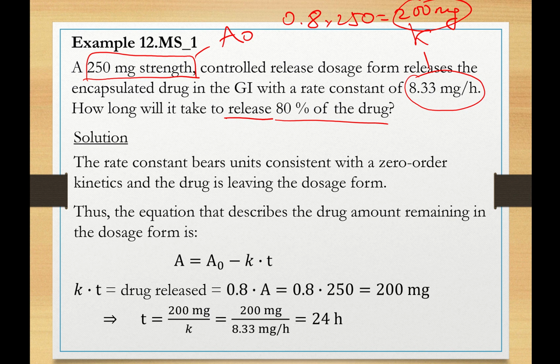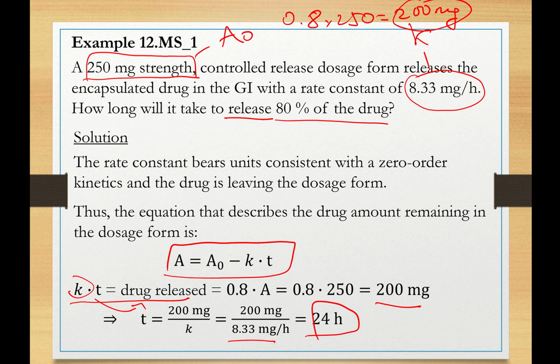Let us take a look here so I don't have to write in a crowded slide. So again, we're using our elimination equation for the zero order process. K times T is the drug released, and that's equal to 200 milligrams, as I just described before. Now, I know that T is equal to 200 milligrams over K. So I'm taking this as the denominator. I know K, and therefore the time to release 80% of the drug is 24 hours. This is very nice.